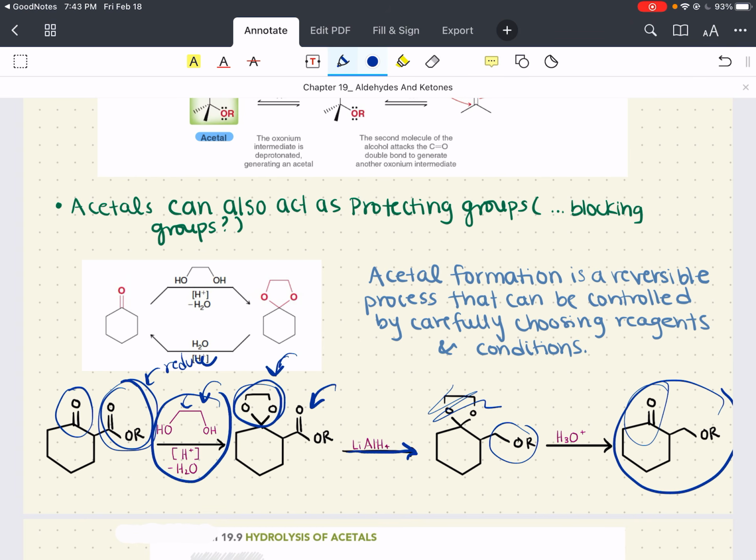All right, so this is a great technique. This is a great strategy that you might need to use when we start doing synthesis problems. So keep that in mind. Remember when we learned about blocking groups? This is kind of like the same functionality, or similar enough. So remember, acetals can also act as protecting groups.